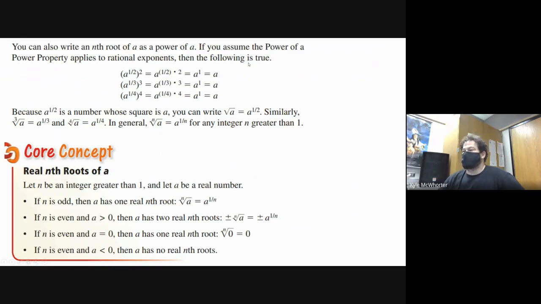Now this part up here is kind of an important concept to get, that the nth root, you can also write it as a power of a. Like the square root is the 1/2 power, because if you square that, remember when you do a power to a power, you multiply the exponents.